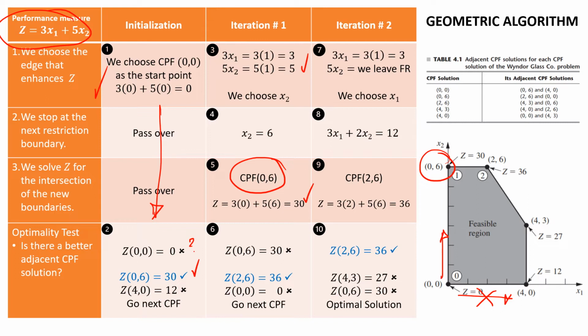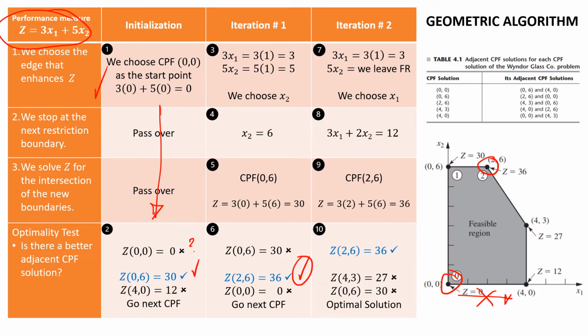Now we go to the optimality test, and here we ask again, is there a better adjacent solution? My performance with (0,6) was 30, but I got 2 more adjacent CPFs. One is (2,6), and the other one is (0,0). I do my performance measure for (2,6) and it gives me 36, and for (0,0) gives me 0. Is there a better performance than (0,6)? Yes, definitely there's a better performance. So we go to our new iteration.